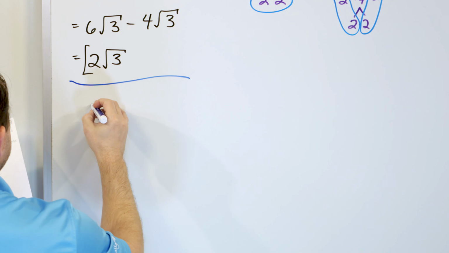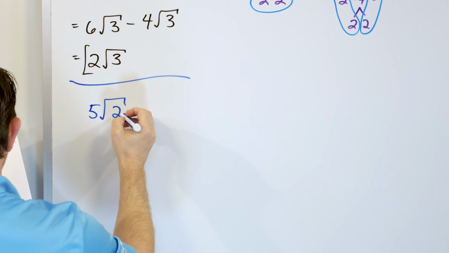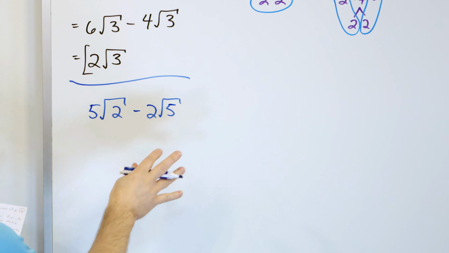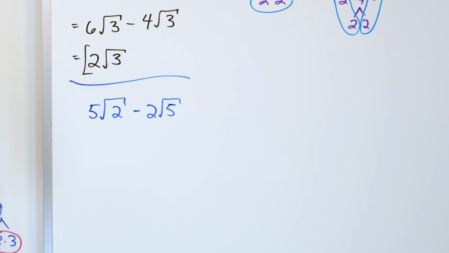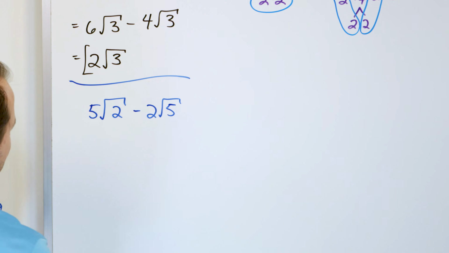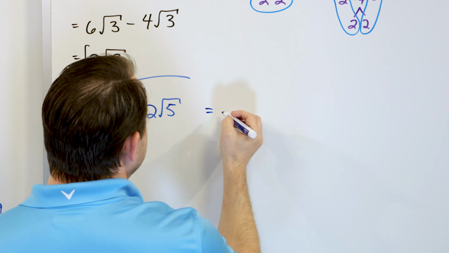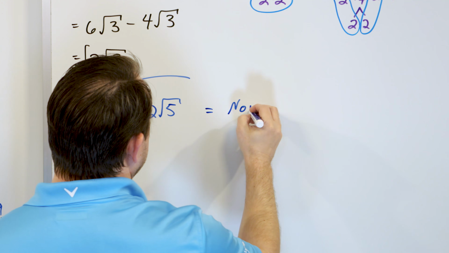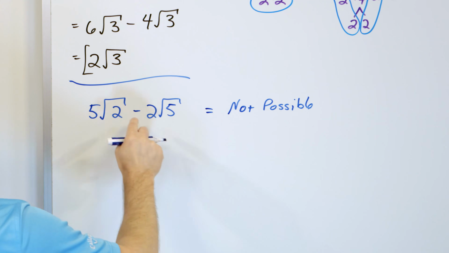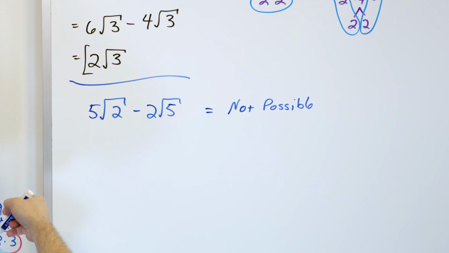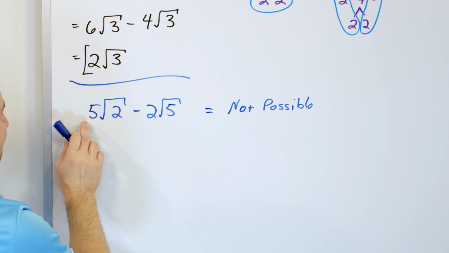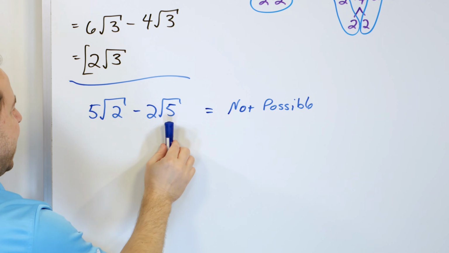What if you have 5 times the square root of 2 minus 2 times the square root of 5? Now I know it looks irresistible to do something with this because 5 root 2, 2 root 5, it looks like they're mirror images of one another. But basically it's not possible to simplify this any further, not possible. So if I had to circle something, I would either circle not possible or I would just say this is actually already simplified. Why? Because I have a square root of 2 here and I have a square root of 5. So I can't actually subtract the coefficients because this is not a like term from this.